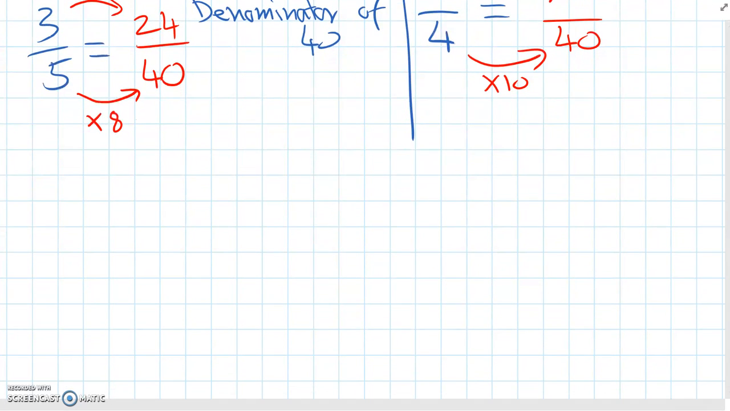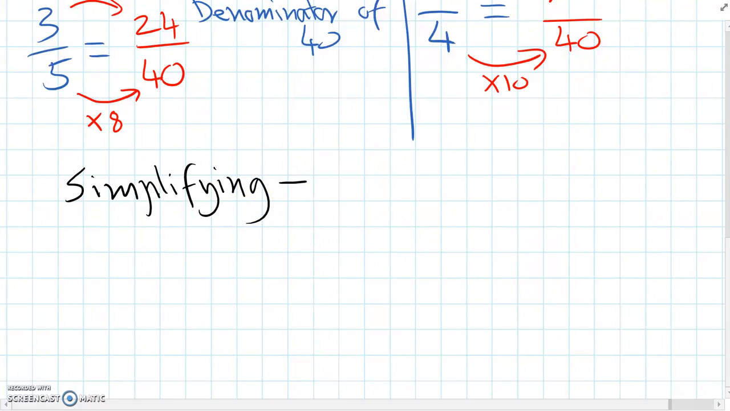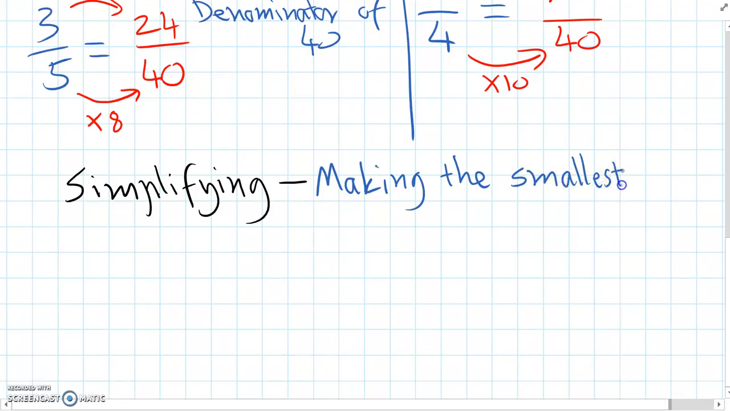The other skill that we need to be able to do is to make smaller fractions, which we practiced before. And this is called simplifying. Simplifying means making a smaller equivalent fraction, and actually making the smallest one possible. Making the smallest equivalent fraction.